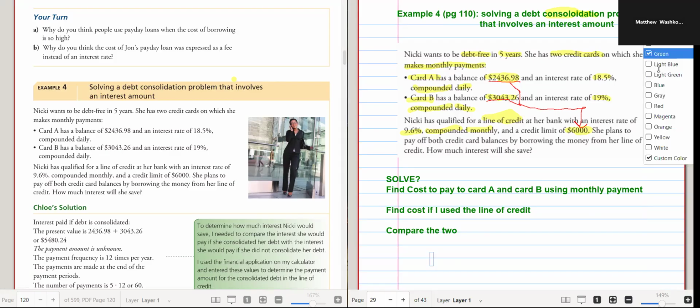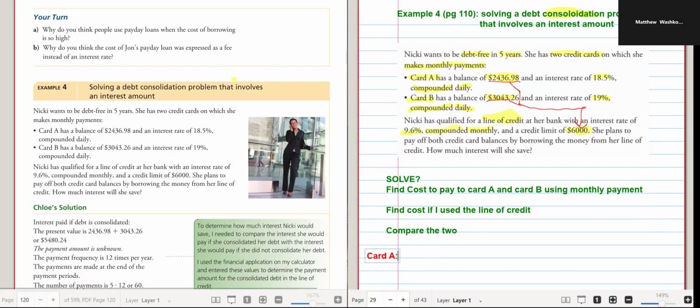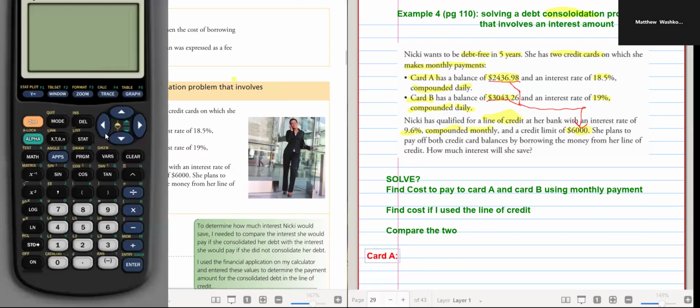Come on. So with card A. Now what am I missing here? So hold on, let me check. Might be in here. There we go. Okay. So what are we missing right now? If I go to my apps, Finance, TVM Solver.